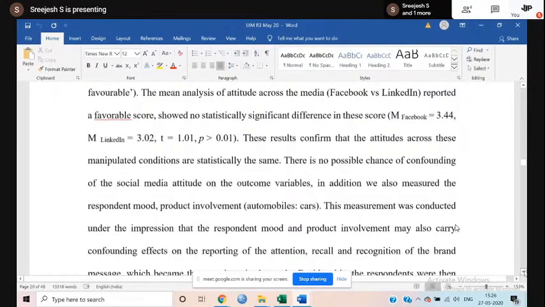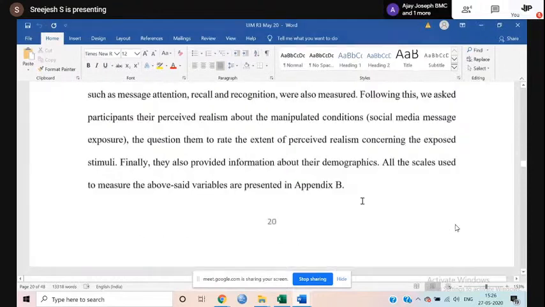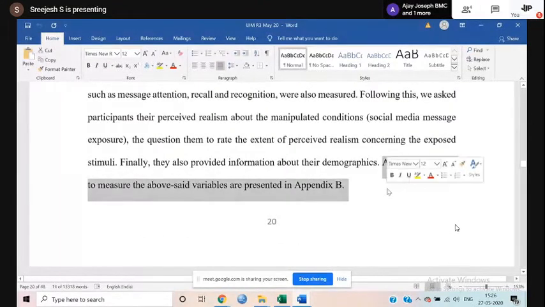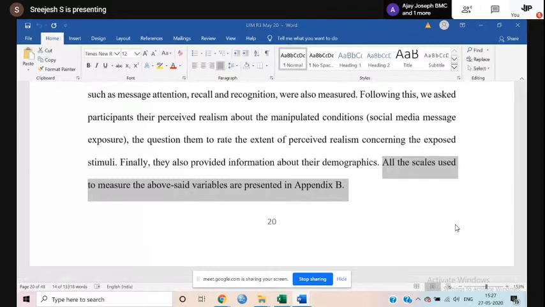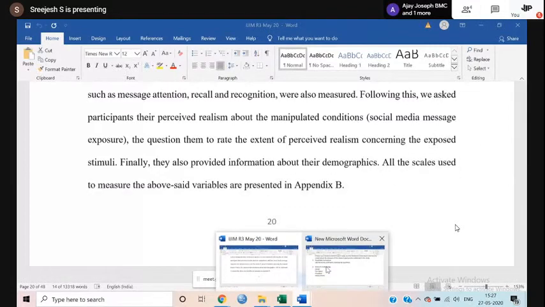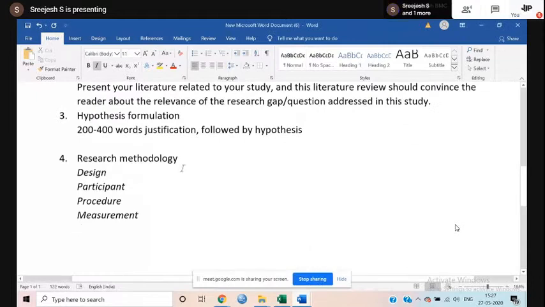Here I mentioned that all the scales used to measure the variables were presented in Appendix B. It means I have an appendix, and in the appendix I have provided all the questions related to my study. That's what I generally do. I believe all of you understood. Then what is the fourth section? The fourth section is all about research methodology. Ultimately, remember, design, participant, procedure, and measurement should be reflected in research methodology. That is very much important.